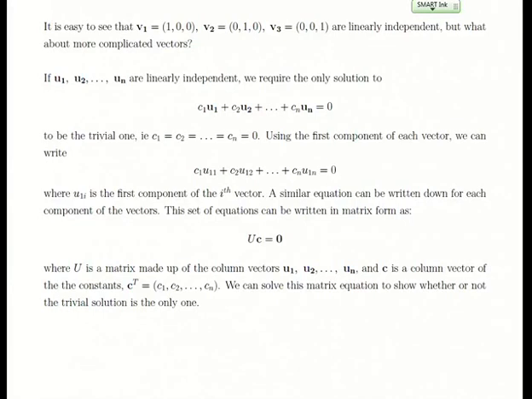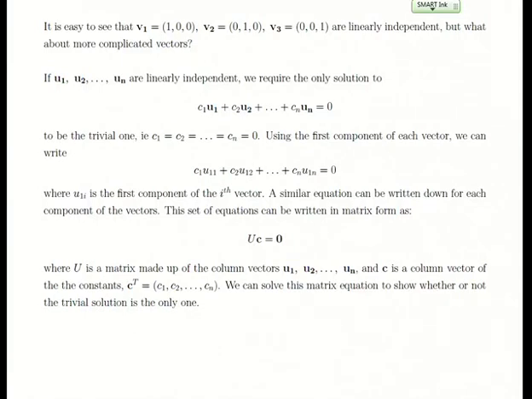So if I read across the first line of this, this is what the equation will look like. If I read across the second line, I'm going to get the second entry in each vector: C1u21 plus C2u22 plus and so on plus Cnu2n, equals 0. And I can read across every line here and get a bunch of equations like this.